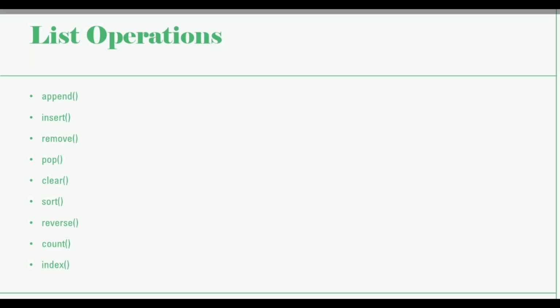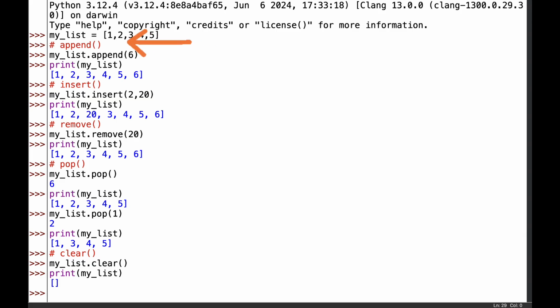These are some list operations: append, insert, remove, pop, clear, sort, reverse, count, index. We will see examples of these list operations now. Append is used to add elements at the end of the list. For example, my_list contains 1, 2, 3, 4, 5 elements. When we append a sixth element, it will get added at the end of the list.